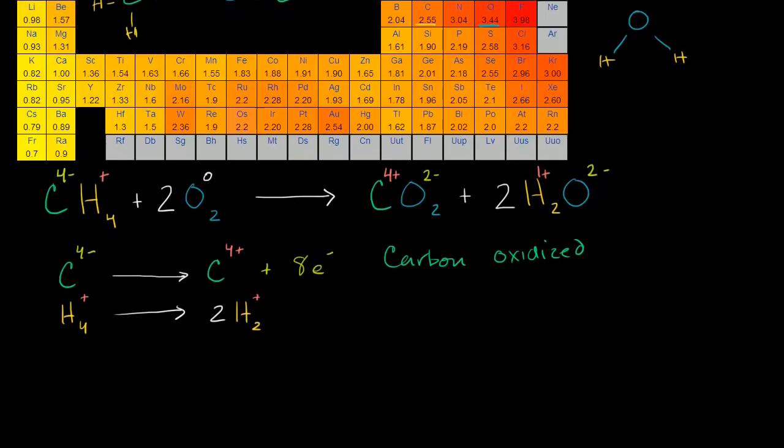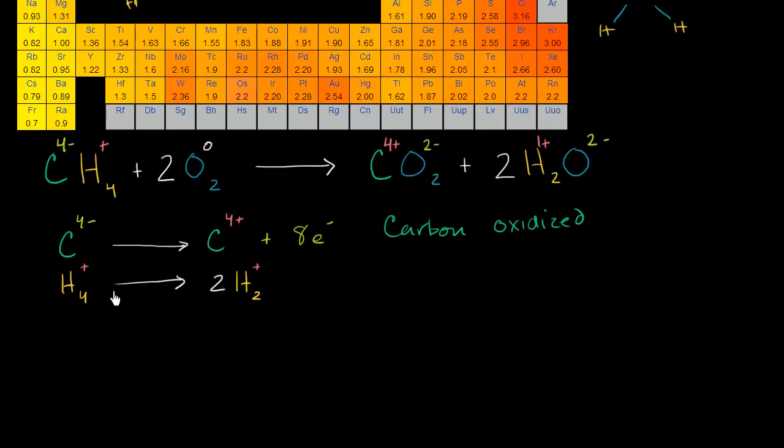Now let's think about the oxygens. On the left-hand side, you have 2 O2s, neutral oxidation number. And on the right-hand side, what do you have? You have 4 total oxygens. I'll just write this as 4 total oxygens. And what's each of their oxidation numbers? Well, we see it's a -2. So what happened to each of these 4 oxygens?